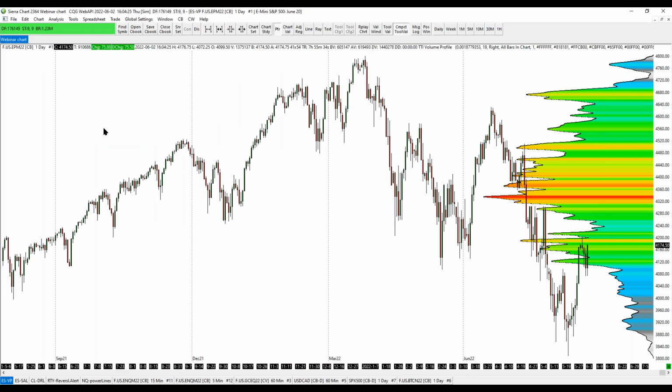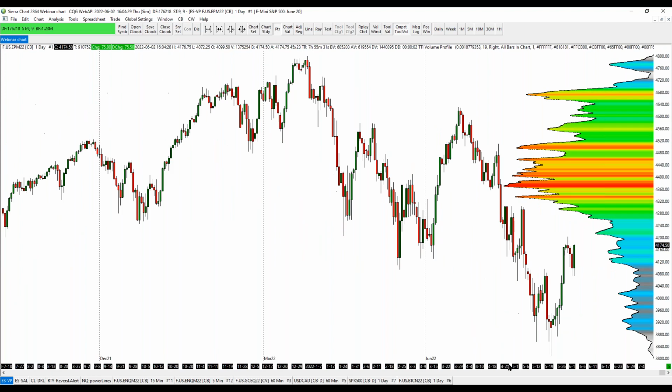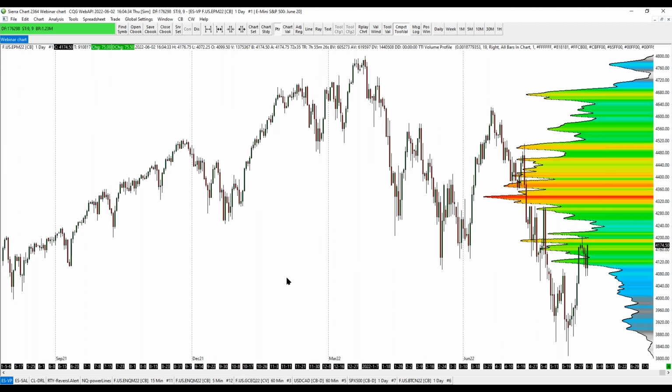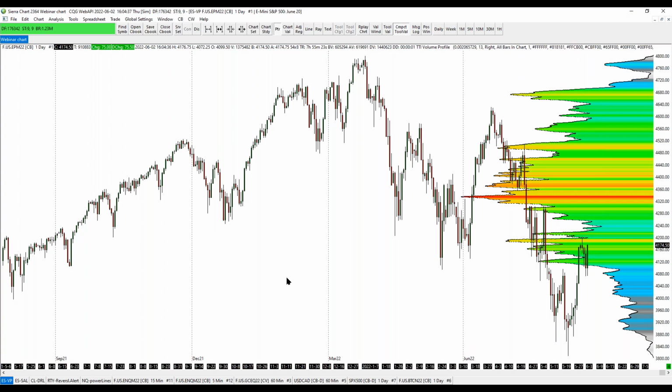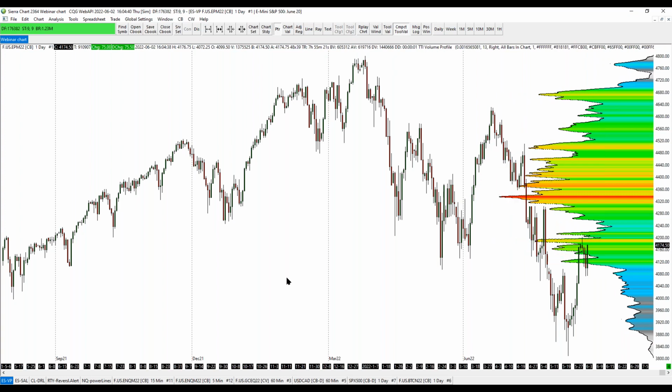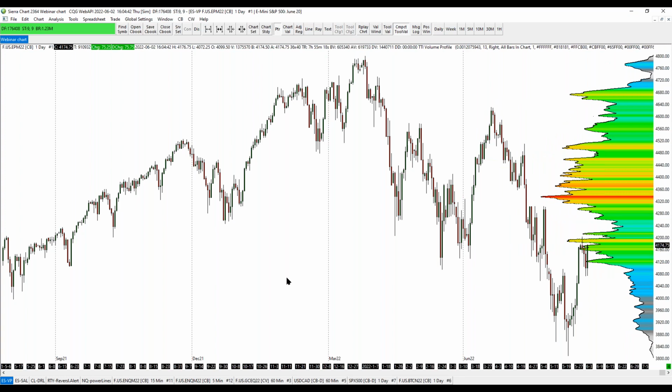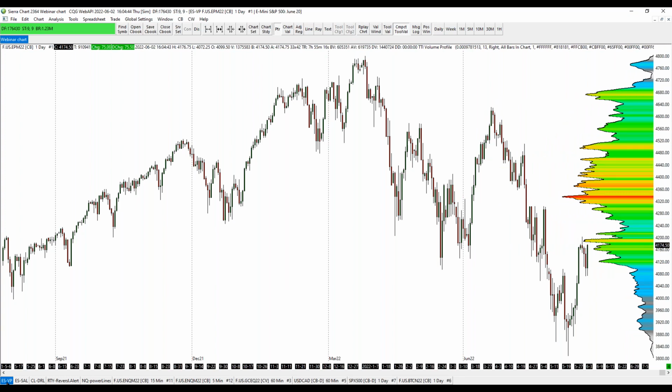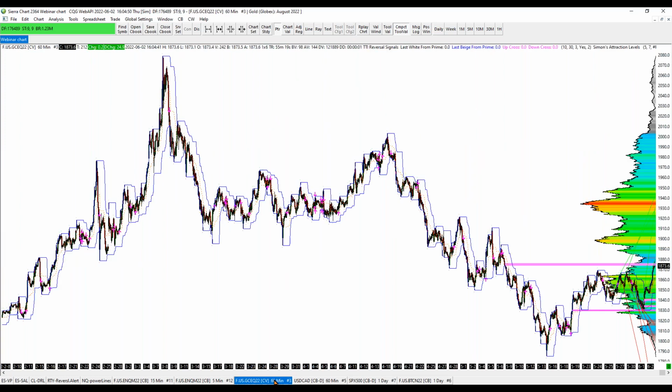This is the ES, E-mini S&P, and it's active. On the right-hand side, you notice the footprint, or the heat map, which indicates a lot of levels. I'll explain how it works. Volume profile, this is on a daily chart. Let's look at it from an hourly chart here on gold. This is an hourly chart on gold, as you see.